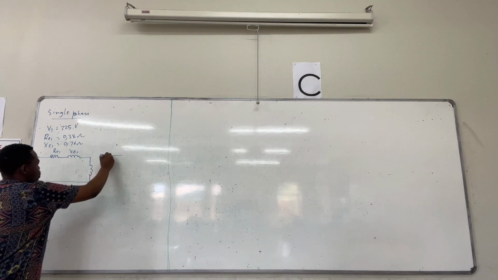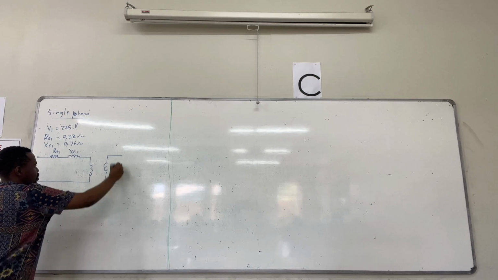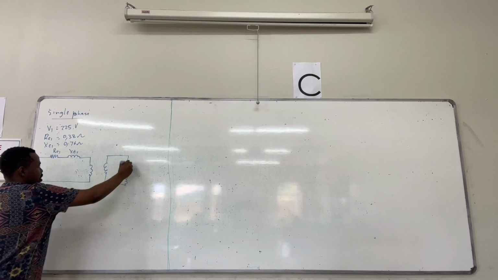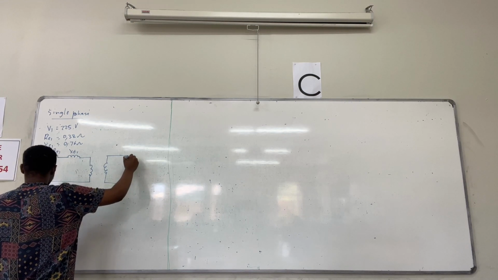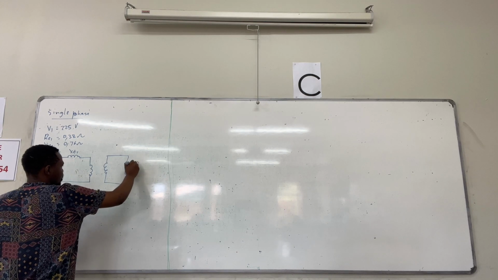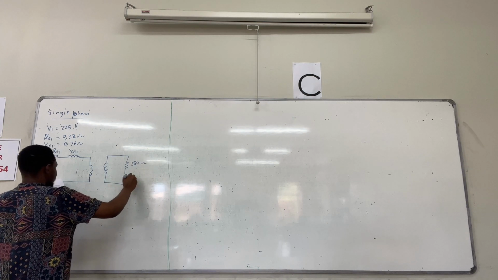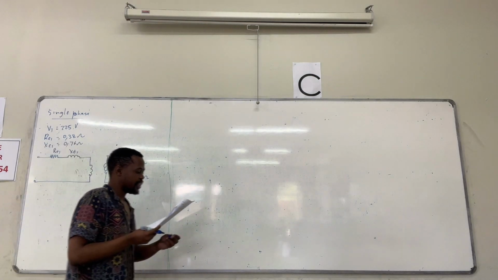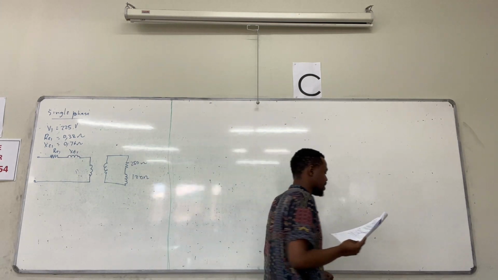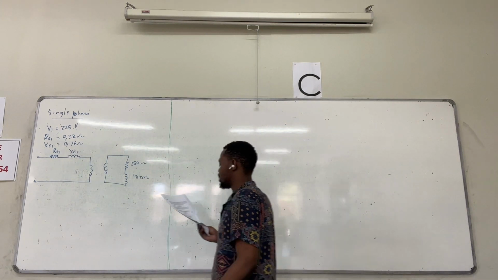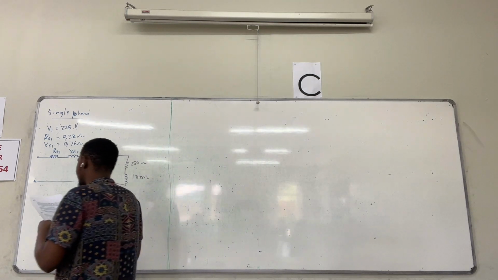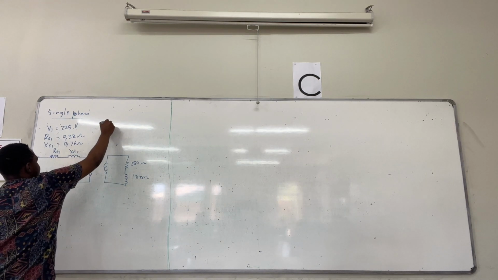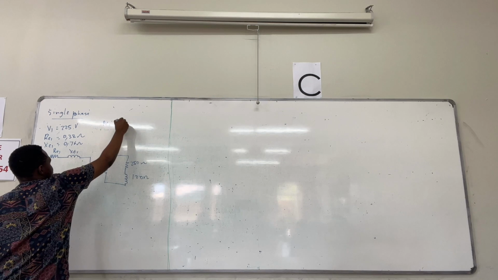What is connected to the secondary? Our load, which has a resistance and a coil. The resistance of the coil is 250 ohms. Then the reactance is 100 ohms. They say the secondary winding has 6 times as many turns as the primary winding, meaning N2 equals 6 times N1.